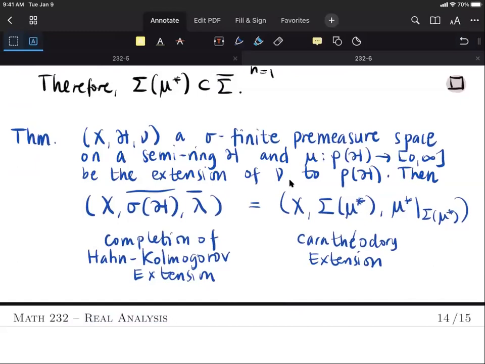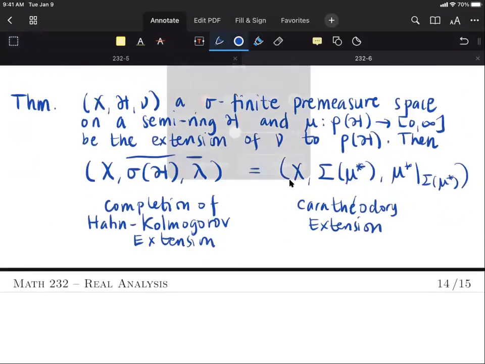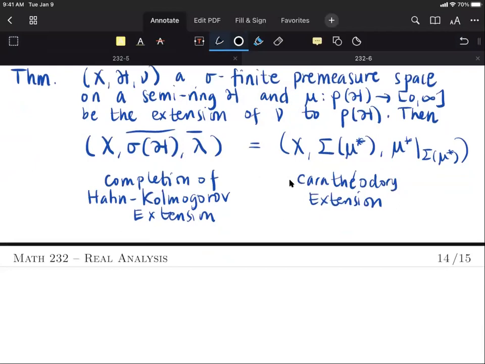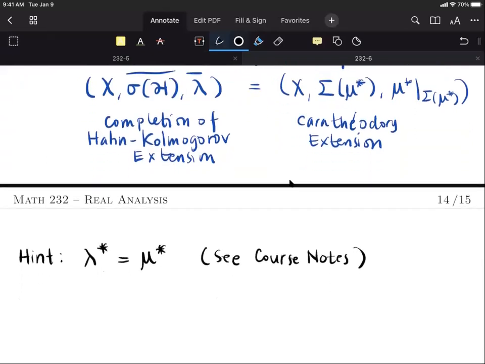I will not give the proof of this theorem. You can consult the lecture notes, but the main idea that you wish to establish here is that the outer measure induced by your Hahn-Kolmogorov extension measure is the same as mu star. So if you want to check the details, please consult the course notes.